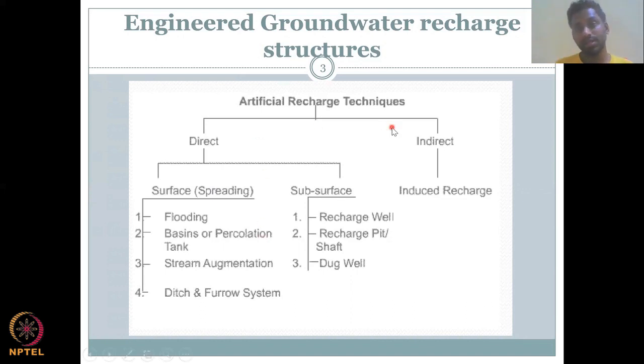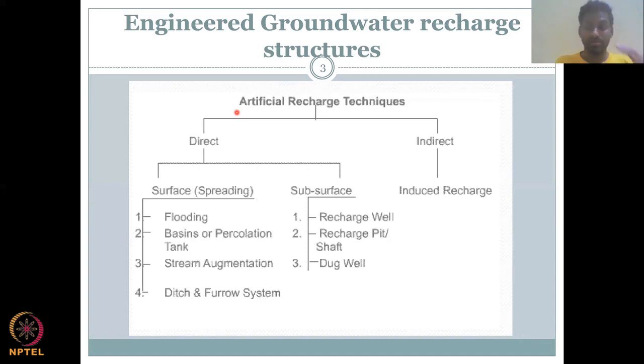First, artificial recharge techniques are divided into direct and indirect methods. In the direct method, you have surface spreading techniques where you increase the time of the water in connection with the land. If water is flowing very fast on land, then the time of contact between the water and the land body is very little. That causes less infiltration time, less percolation time, thereby less groundwater.